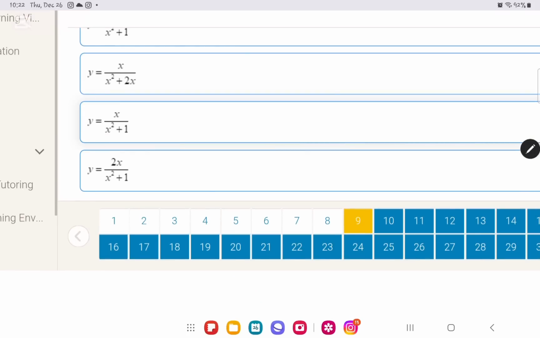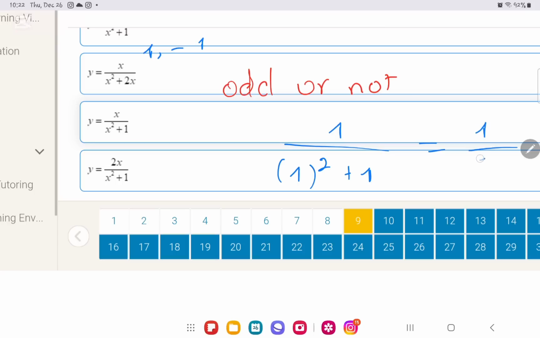Okay, moving on to the next one, this one over here. We will continue checking if it is odd or not. Let us choose 1 and -1, since it's the most convenient two options. So 1 divided by 1 to the power of 2 plus 1 gives us 1 over 2. However, if we do -1 to the power of 1 divided by -1 to the power of 2 plus 1, this gives us -1 divided by 2.